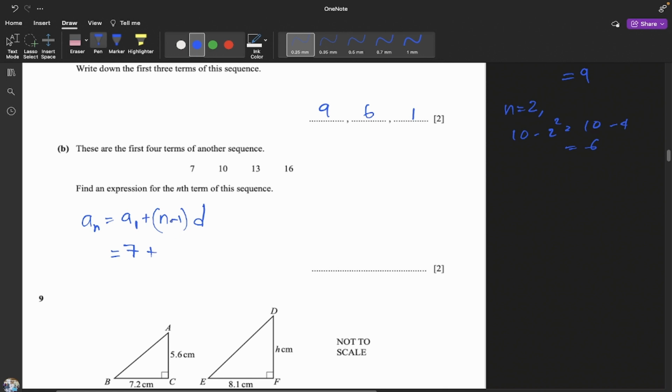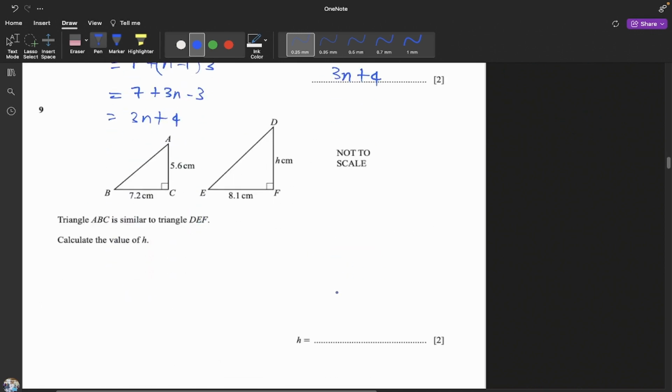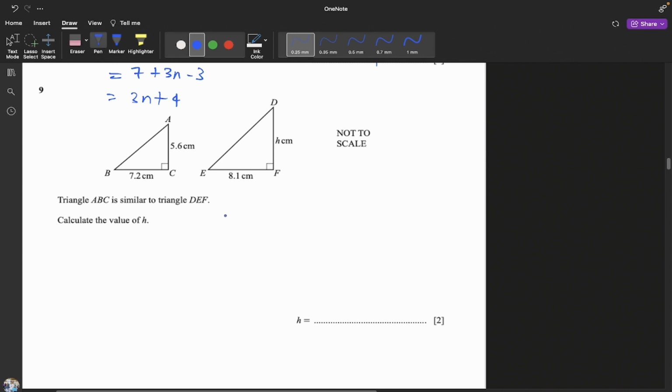the reason for that one is you don't have to know. n is the term you have to find, minus 1, and the difference is the difference between each term. Here it's plus 3, here also plus 3, here also plus 3. So the difference is 3. If you expand the bracket, 7 plus 3n minus 3, you will get 3n plus 4. So the common expression is 3n plus 4. Okay, good.